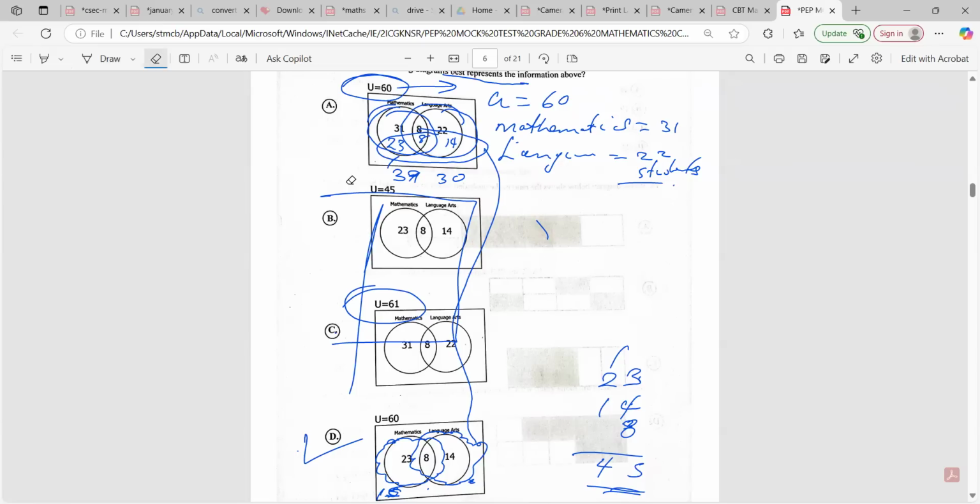Okay, sir. So I got D because I realized that for mathematics it was 31 and for language arts it was 22. And all I did was look at the intersection, and the intersection had 8, so all I did was subtract 8 from 31, and I got 23, and I subtracted 8 from 22, and I got 14. So that's how I got D. Yeah, I agree with you. It's the best one. It's not the perfect one, but yeah, the best one based on that.